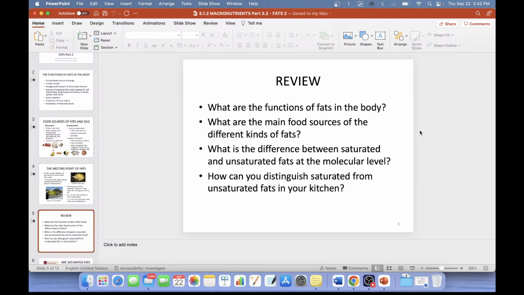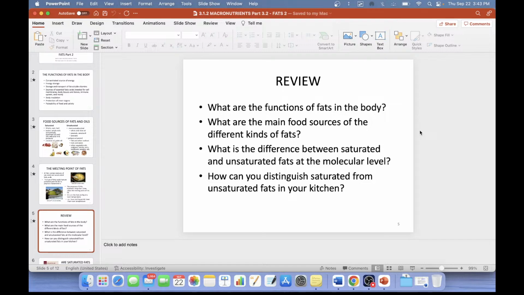Instead, if the question was what's the difference between saturated fatty acids and unsaturated fatty acids, then it would be correct to say saturated fatty acids do not contain double carbon bonds. Okay? And how can you distinguish saturated from unsaturated fats? In your kitchen, that is not at the molecular level.